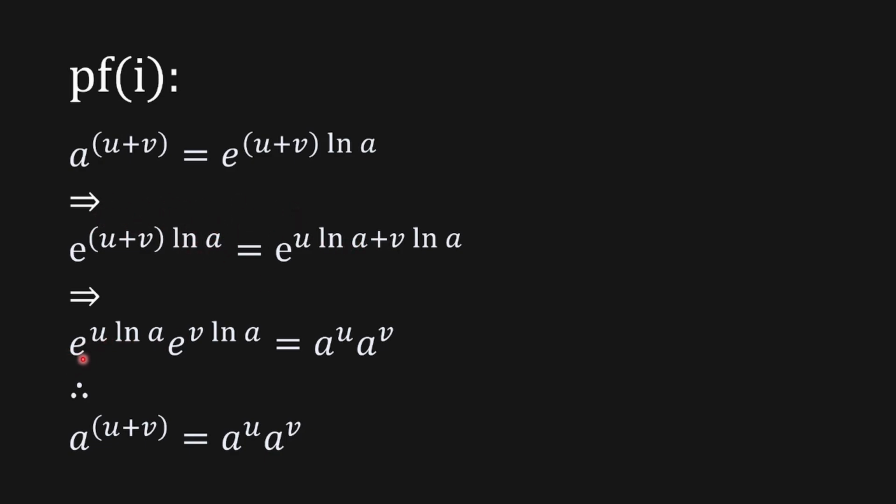So this implies that e to the u times ln a times e to the v times ln a is equal to a to the power of u times a to the power of v. And we did this by exponent laws. We separated the addition here by multiplying same base. So that's what we did over here. This is equal to a to the u times a to the v. Therefore, a to the power of u plus v is equal to a to the power of u times a to the power of v.